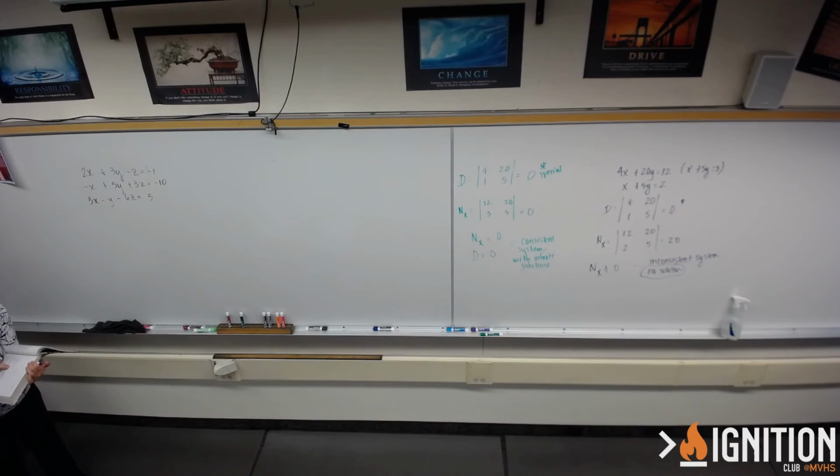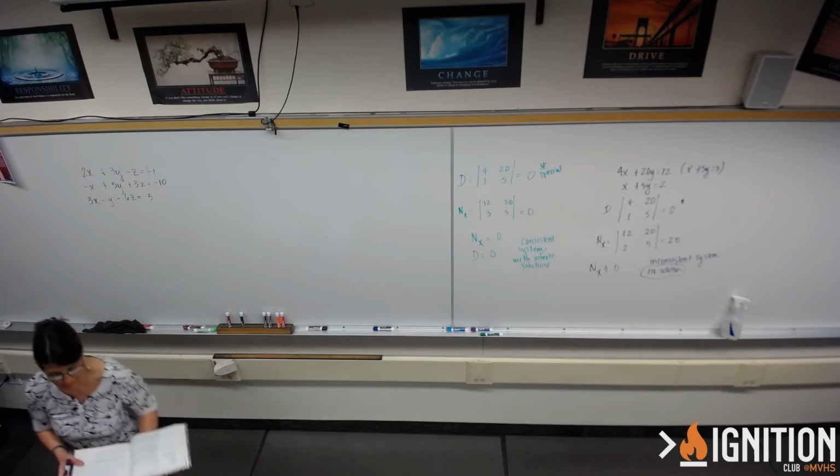2x plus 3y minus z equals negative 1. Negative x plus 5y plus 3z equals negative 10. 3x minus y minus 6z equals 5. Yeah? All right, here we go.